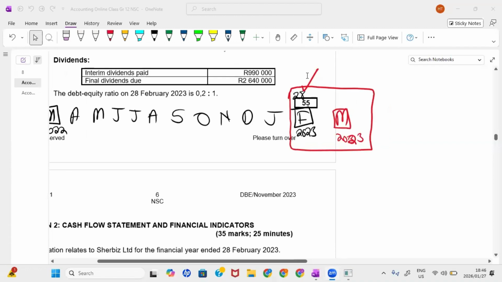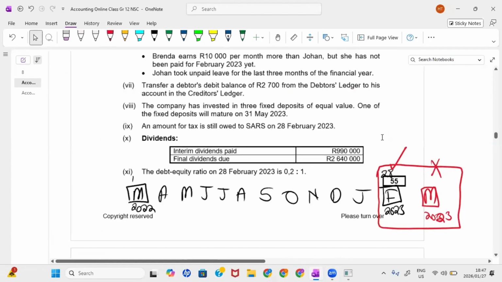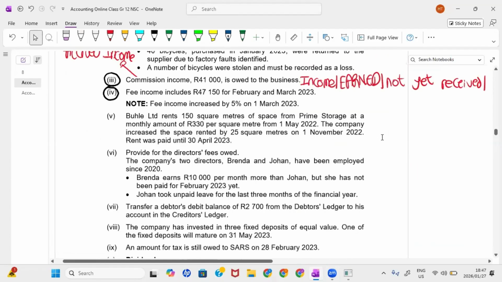So continuing for March 2023, it does not belong in our current financial year. However, we know that a certain amount for fee income was paid for March 2023. And March 2023 relates to the following financial year, not the current. It relates to the following financial year.